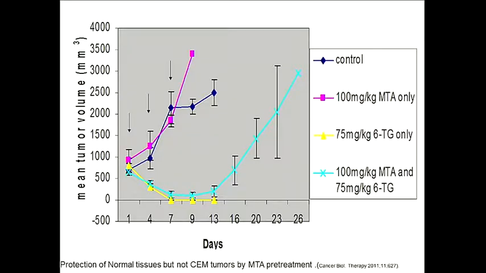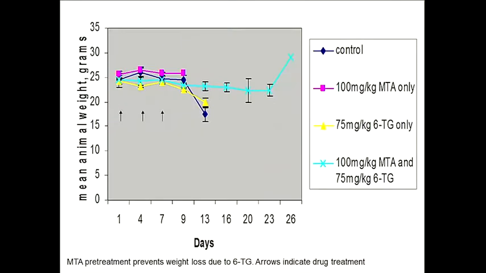By pre-treating the animals with methylthioadenosine, we showed good tumor regression, but the animals survived very nicely from this lethal dose of 6-thioguanine. And if one looked at the toxicity, the combination of methylthioadenosine and 6-thioguanine in this case was essentially non-toxic as compared to the 6-thioguanine alone, which caused the animals to die from toxicity.